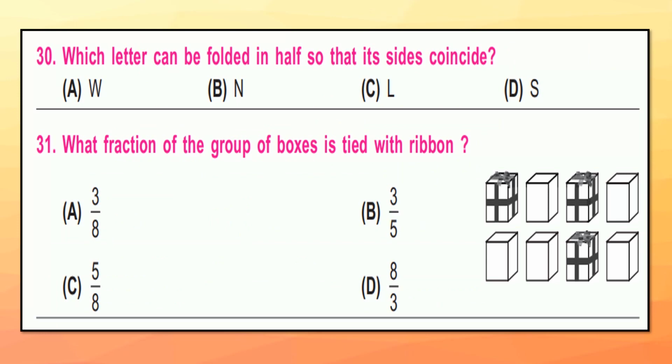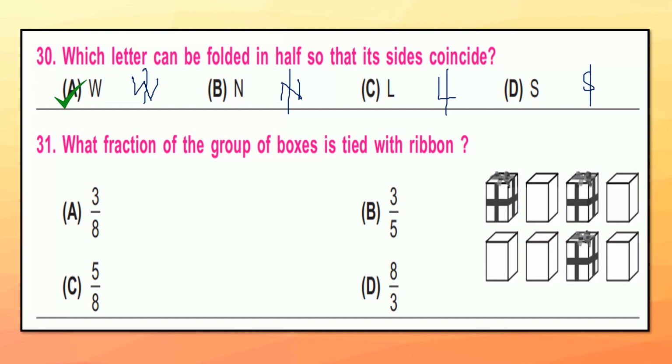Question number 30. Which letter can be folded in half so that its sides coincide? The letters are option A, W, option B, N, option C, L, option D, S. So when W is folded in half, the sides will coincide? Yes. When N is folded in half, it will not coincide. When L is folded in half, again it will not coincide. S, when it's folded in half, sides won't coincide. Therefore, the correct answer for this option is option A, W.